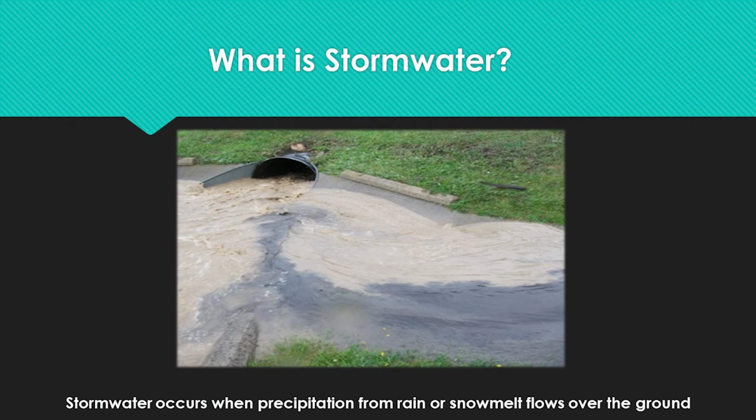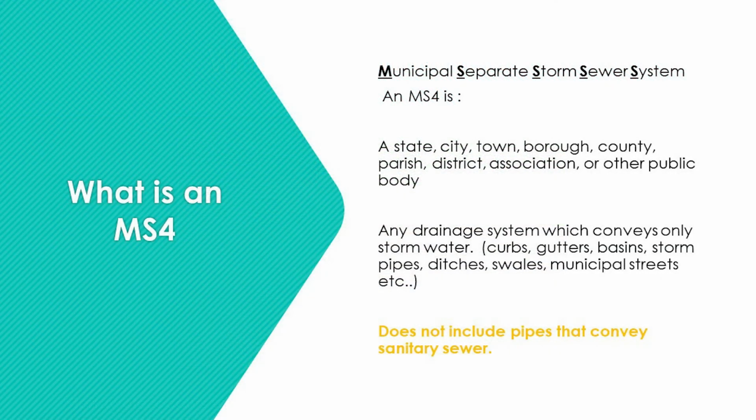What is stormwater? As a reminder, stormwater occurs when precipitation from rain or snowmelt flows over the ground. MS4 stands for Municipal Separate Storm Sewer System. It is a state, city, town, borough, county, parish, district, association, or other public body that has any drainage system that will convey only stormwater. This can be done through curbs, gutters, basins, storm pipes, ditches, swales, municipal streets, and others. It does not include pipes that carry sanitary sewer.